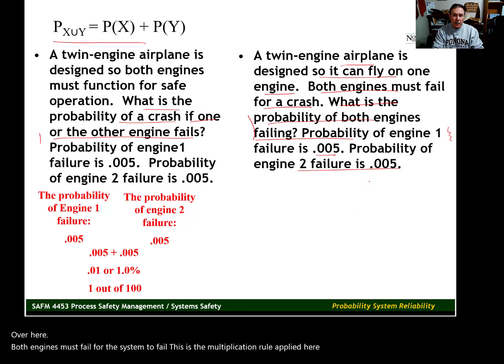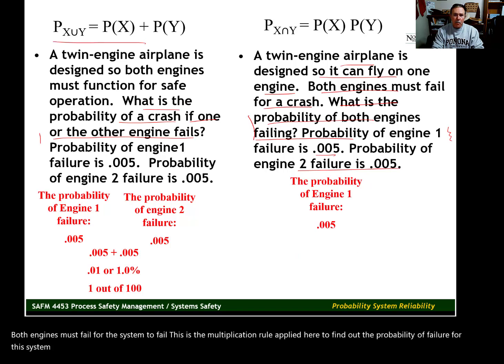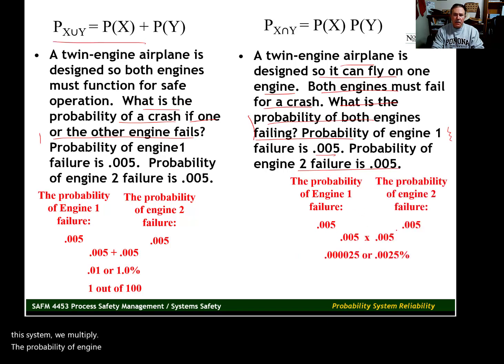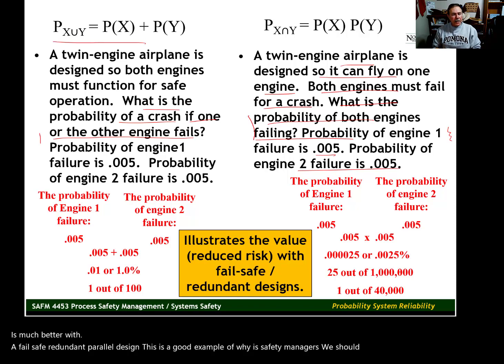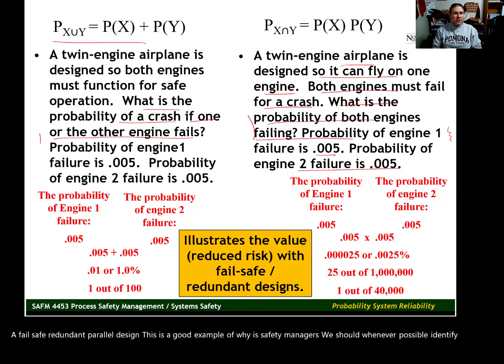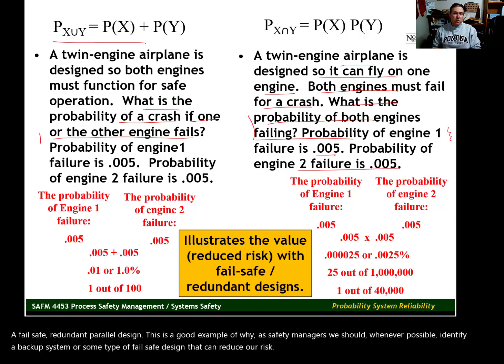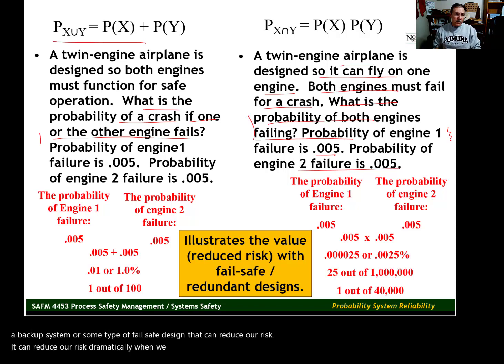To find out the probability of failure for this system, we multiply the probability of engine failure. 0.005 multiplied by 0.005, 25 times out of a million, 1 out of 40,000. Our system reliability, our system safety is much better with a fail-safe, redundant, parallel design. This is a good example of why, as safety managers, we should, whenever possible, identify a backup system or some type of fail-safe design that can reduce our risk. It can reduce our risk dramatically when we have that kind of design implemented.